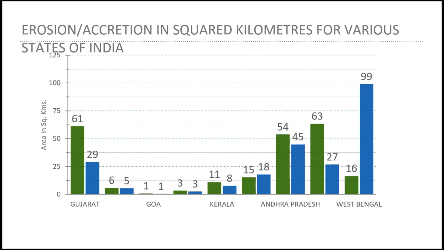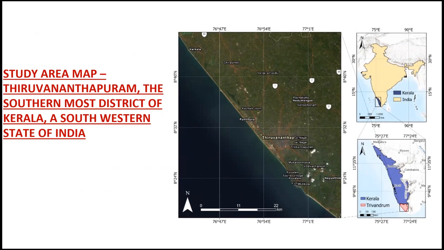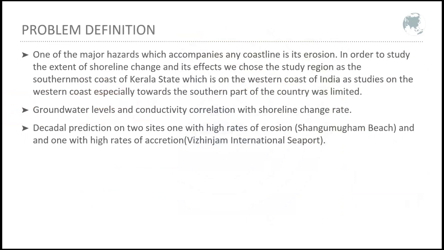So Kerala lies on the southwestern part of India, and we have done the study on Thiruvananthapuram district, which is the southernmost district of Kerala. This is our study area basically. So Thiruvananthapuram district, as I said, is a small part of Kerala, which accounts for around 70 kilometers of coastline of Kerala. And our problem definition is that one of the major hazards which accompanies any coastline is erosion.